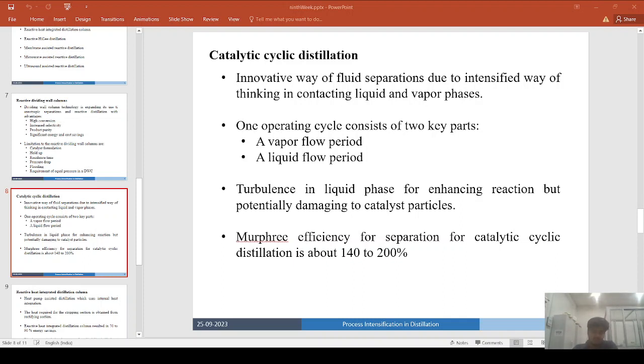So you are basically utilizing the generated heat cleverly. Instead of making that heat go to waste, you are integrating that internal heat to perform your operation, or to assist your operation via heat pumps. So the heat is transferred from the rectifying section, which is usually operated at very high pressures, to the stripping section.